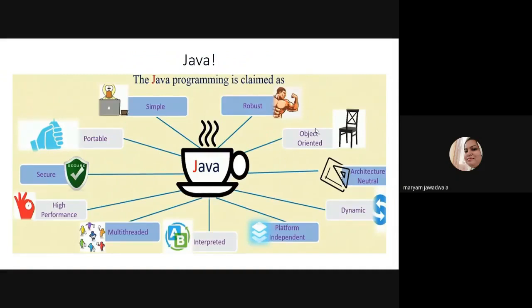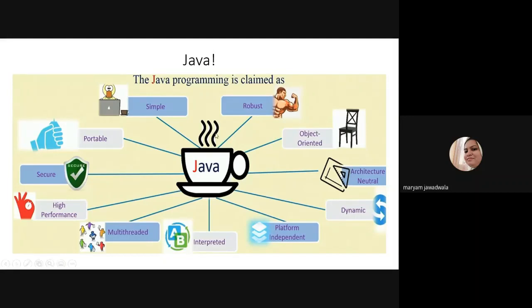So the Java programming is explained here. This slide is very important. All of you please go through it. Why are you going to study Java? Why is this subject introduced in your syllabus, right? Java programming has many features. Some of the features are listed here, right?